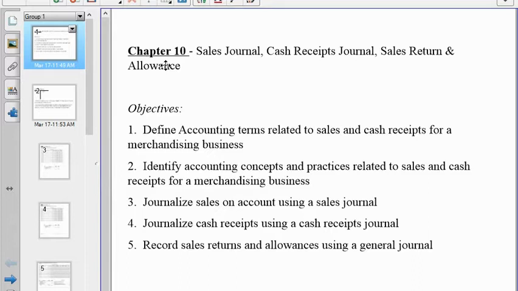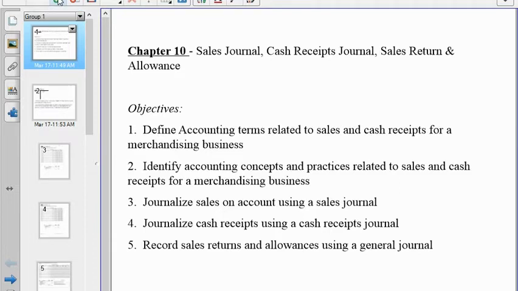So if you would, please and thank you, open up your textbook, page 268, taking a look at our objectives. Starting out with 1, define accounting terms related to sales and cash receipts for a merchandising business. Identify accounting concepts and practices related to sales and cash receipts for a merchandising business. Journalize sales on account using a sales journal. Journalize cash receipts using a cash receipts journal. Recording sales returns and allowances in the general journal. We got our key terms there. We'll let you read those on your own.